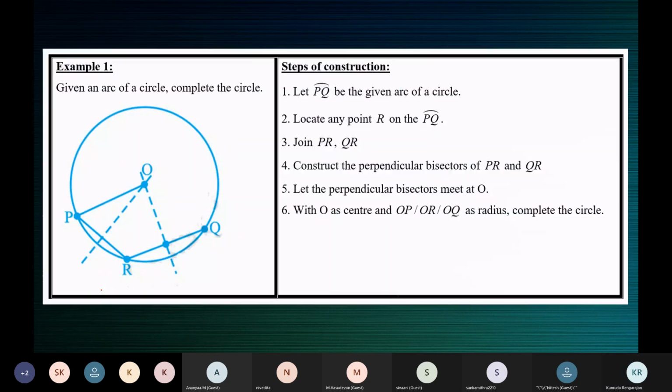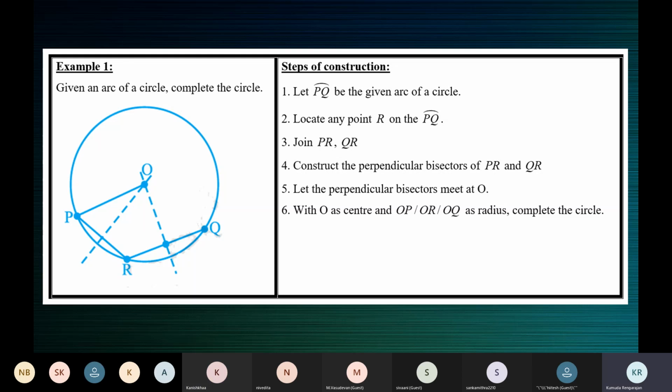Is it fine, children? Any questions? Was it Kanishka? No doubt. Who was that? Kanishka, miss. Yes, very good, Kanishka. Nice to hear your voice after a very long time. Okay, no questions, children? No, ma'am. No doubt.